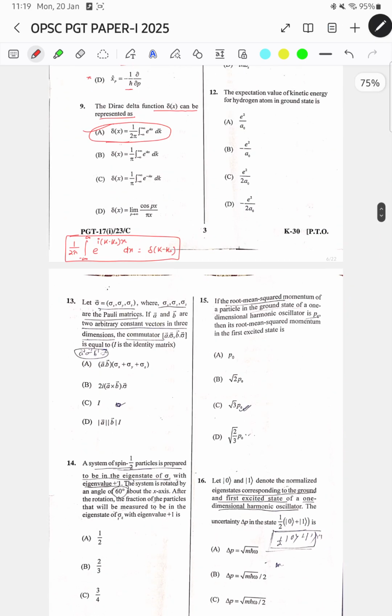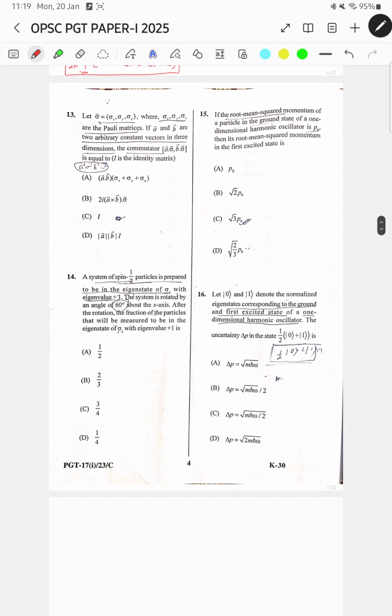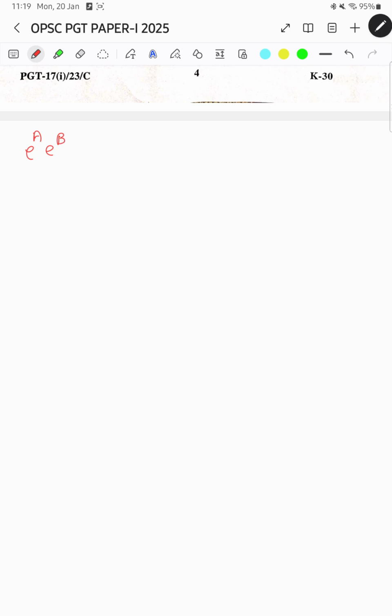So the question is we have to find out e to the power A into e to the power B. Let me see how we can solve this. This is the question we have to find out the correct answer for. Suppose I am taking f of lambda as a function, and it is a function of e to the power lambda A, e to the power lambda B, but lambda is a scalar quantity.